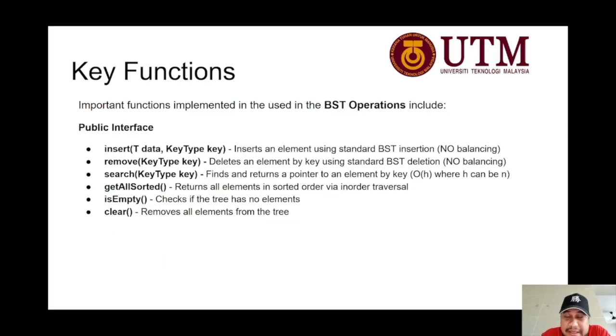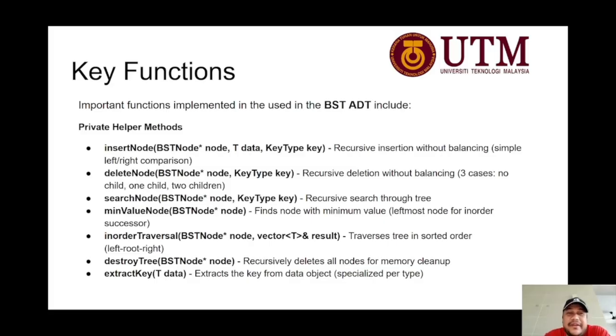And furthermore, for the BST operations, here are the key functions for the public interface. We will be using insert, remove, search, get all sorted, is empty to check whether the tree has any elements, and clear, which removes all elements. Then we have some private helper methods: insert node, delete node, search node, min value node, which finds the node with the minimum value, in-order traverse, which traverses the tree in sorted order, destroy tree, which recursively deletes all of the nodes, and extract key, which extracts the key from the data object.